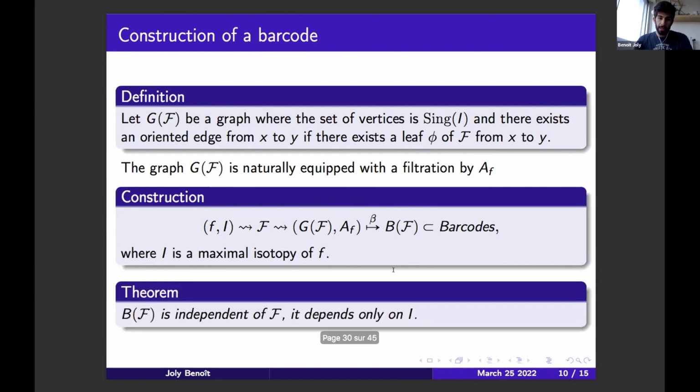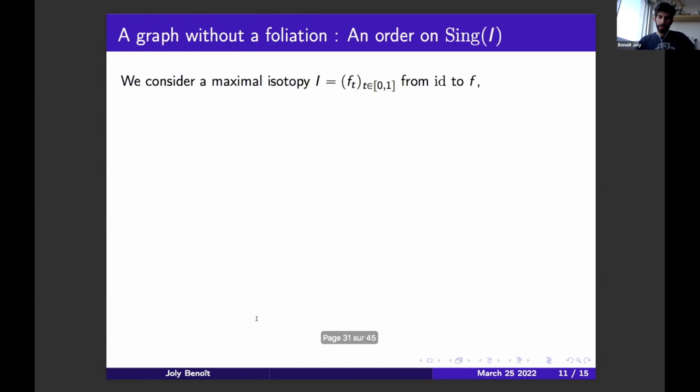And the first result is the fact that the barcode actually does not depend on the choice of the foliation and only depends on the choice of the isotopy and the homotopy class of the isotopy, exactly. So to prove this theorem of independence, I actually had to create another kind of barcodes. And I define an order on the set of singularities for a maximal isotopy. So now, let's forget about foliations and just consider a maximal isotopy of a Hamiltonian homeomorphism.